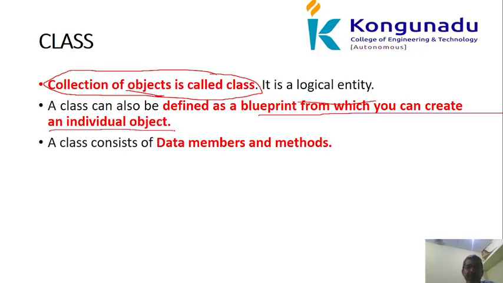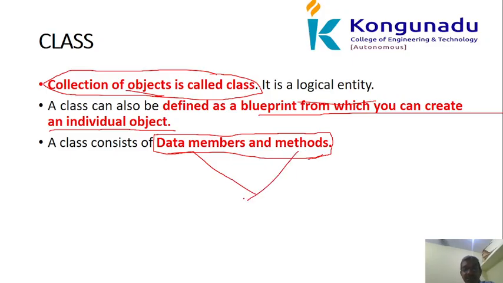Of course, based on the object only we can create the class. A class consists of data members and methods. Please remember, it's the second OOPS concept. First one is the object, second one is the class. A class is the collection of objects, and it will contain the data members as well as the methods. So two things will be there.